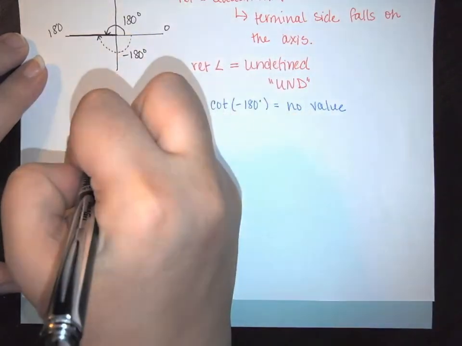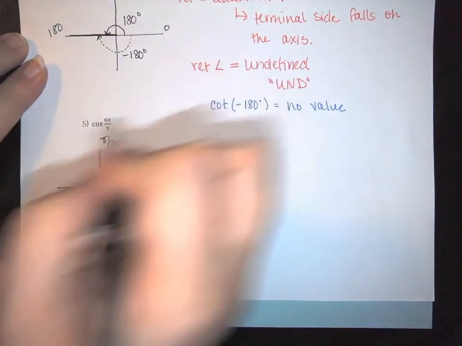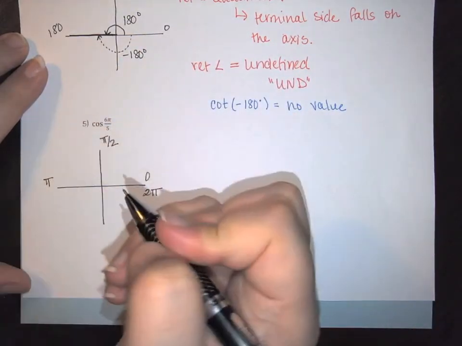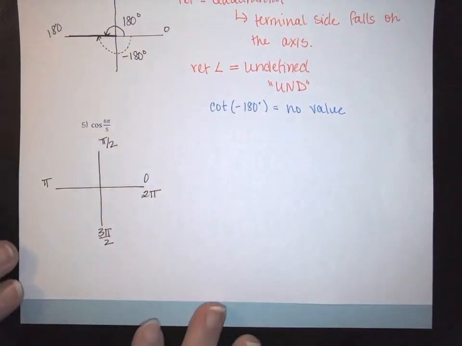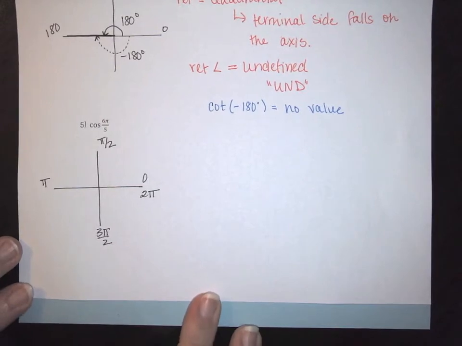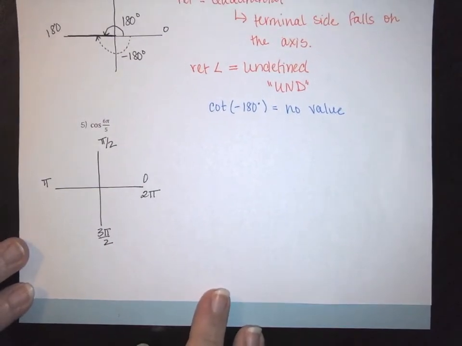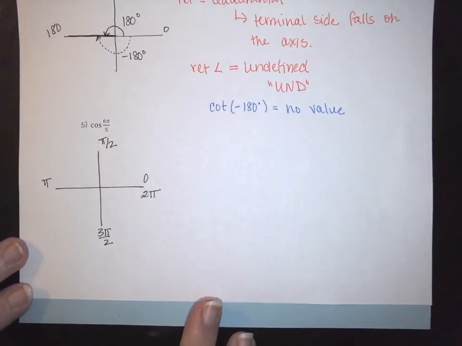We know that this is going to be pi over 2. This is going to be pi. This down here was 3 pi over 2, and so on and so forth. So I have 6 pi over 5, and I need to know where that's going to lie.